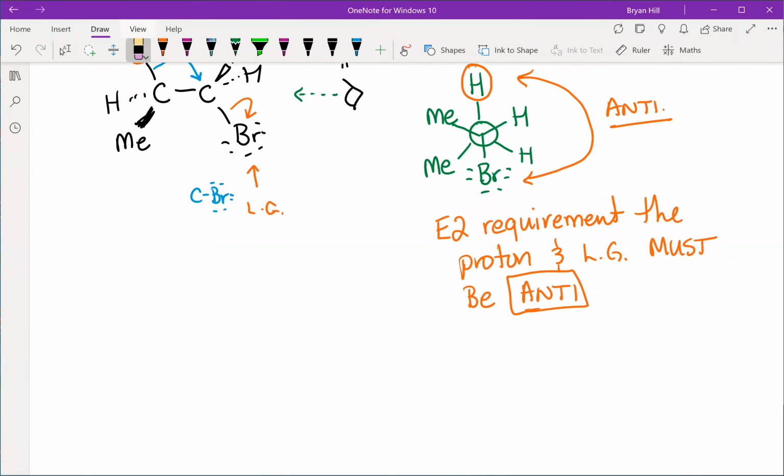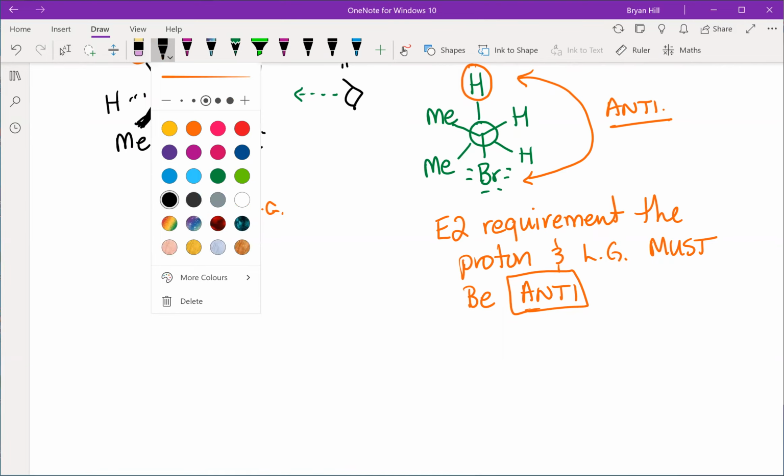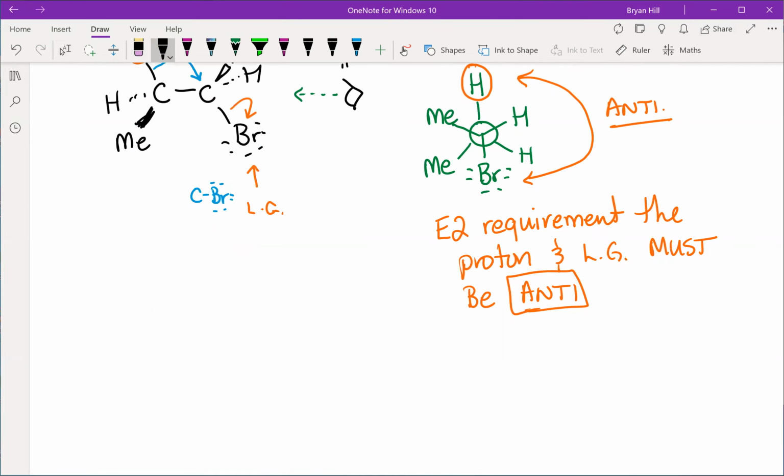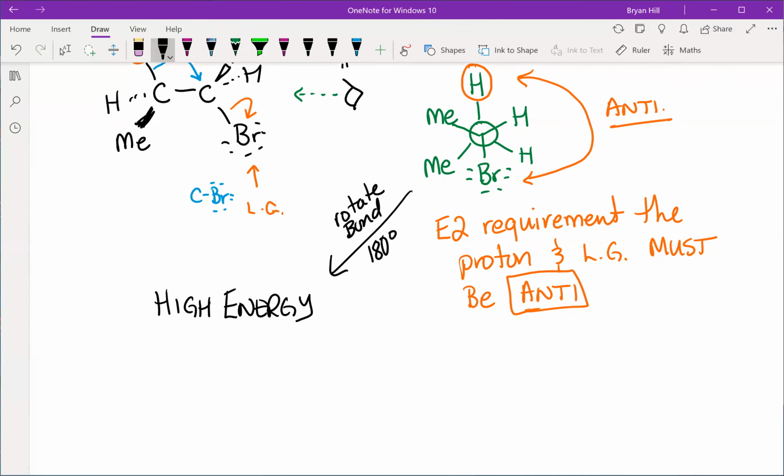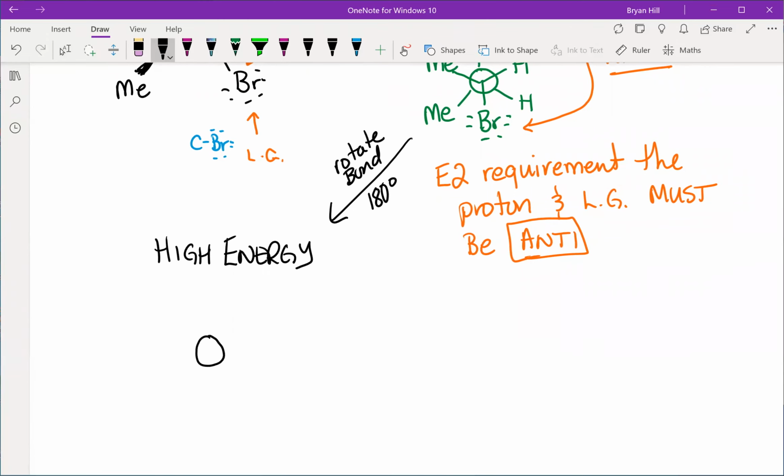We would have to rotate our molecule 180 degrees. So for the high energy version, we are going to rotate the bond 180 degrees. And we're going to see then that the bromine and the H at the back are still the same, the methyl and the proton. But on the front, the methyl group would now be over here and the H would be over here. So this would be the high energy. So this would be eclipsing.